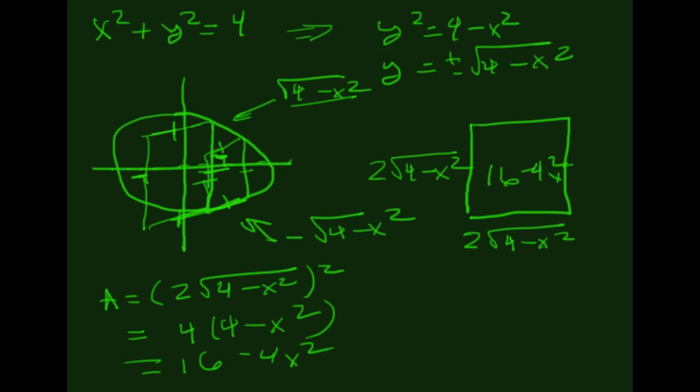Okay, so that gives me the square. Now what I'm going to do is add up all these squares. And I'm going to add up all these squares from where to where? Well, I have to start at -2 here, and I've got to go to 2. Okay, so just like in the volumes of revolution, I was adding up circles, I'm now adding up squares.